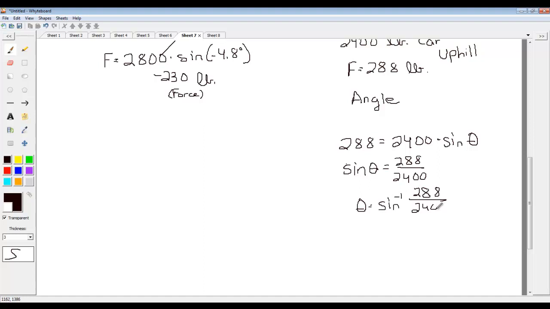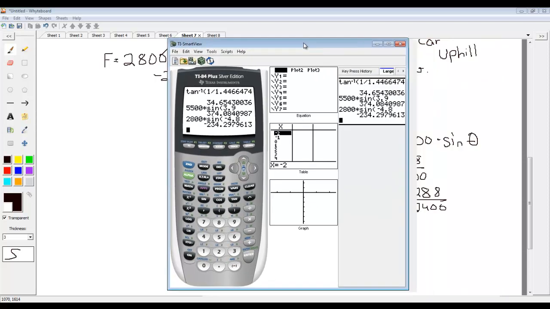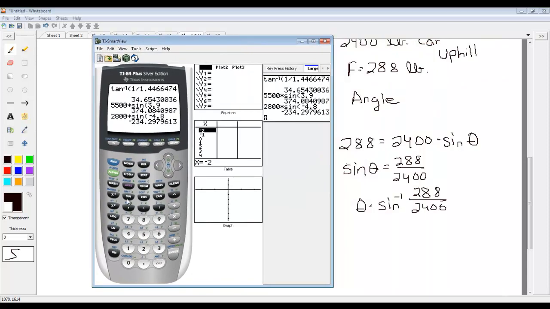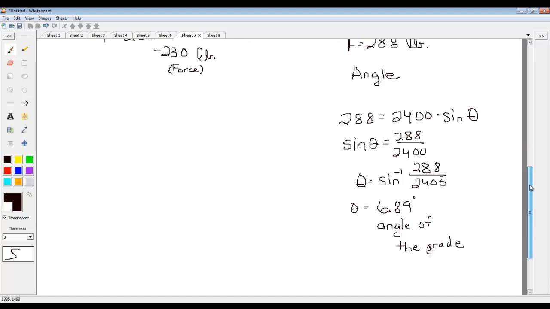Use the inverse key to help you find the angle when you know the sine. So let's do that. Second inverse sine, 288 divided by 2400. Enter. You get 6.89, so around 6.89 degrees for the angle. So that's the angle of the grade. So there are some applications also for using that inverse key.